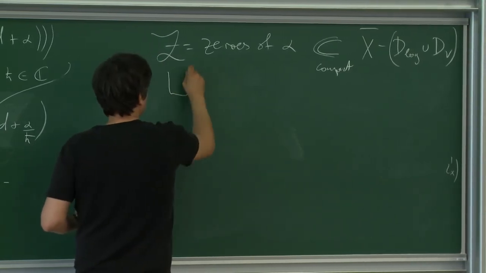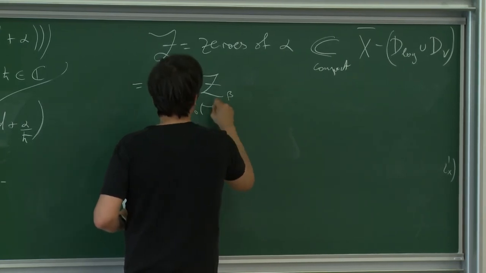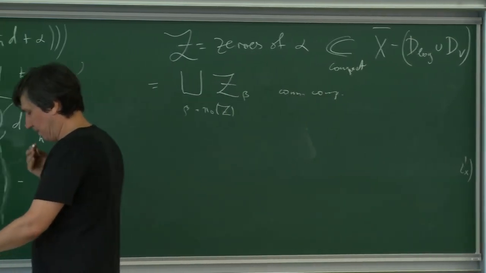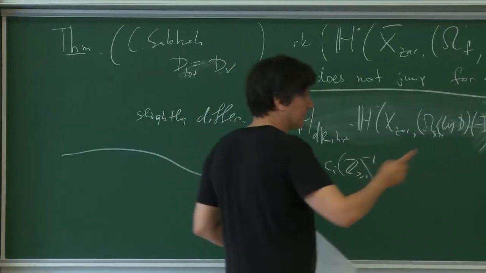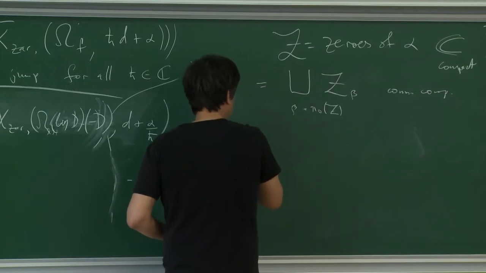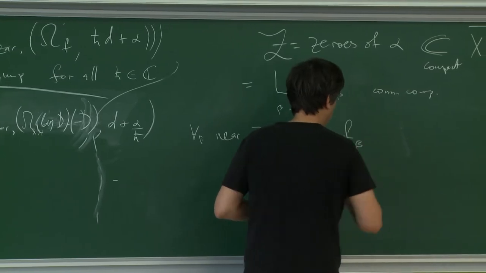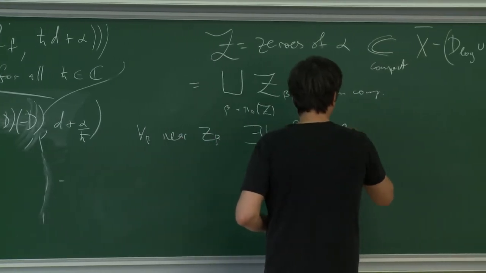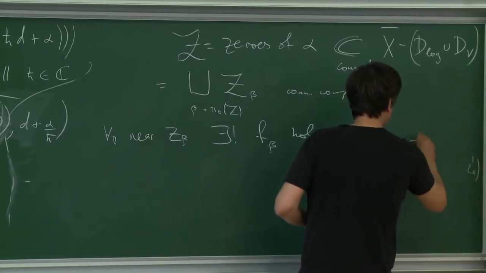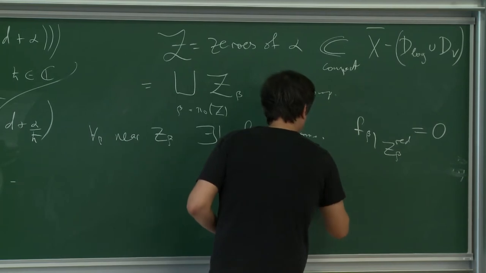Then we can write it as a union of connected components. And as I already told you, for any b near ZB in the analytic topology, there exists a unique holomorphic function FB, so that FB restricted to the reduced subscheme is zero, and dFB is equal to alpha.